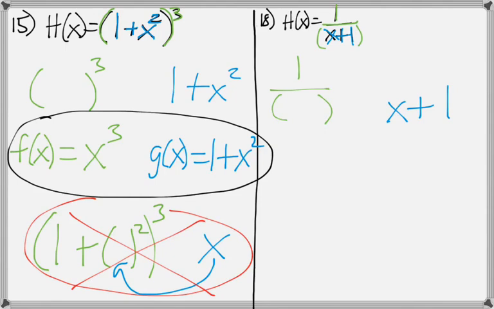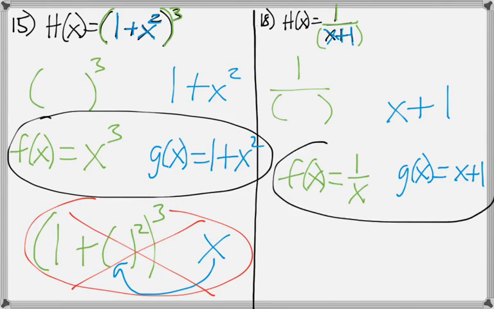So I just need to define my answers. So f of x is equal to, I can't say 1 over parentheses, so I need to say 1 over x. And my g of x is equal to x plus 1. And those are my two functions.